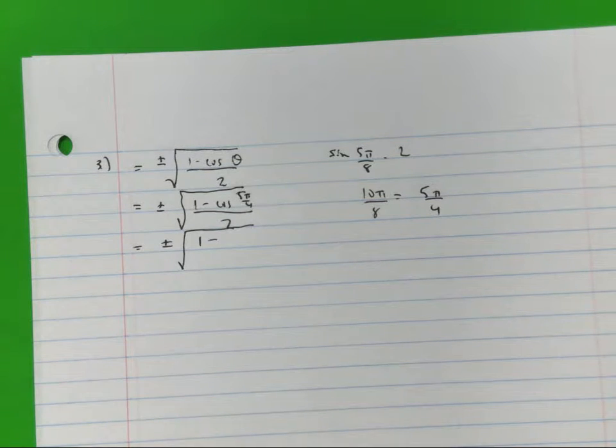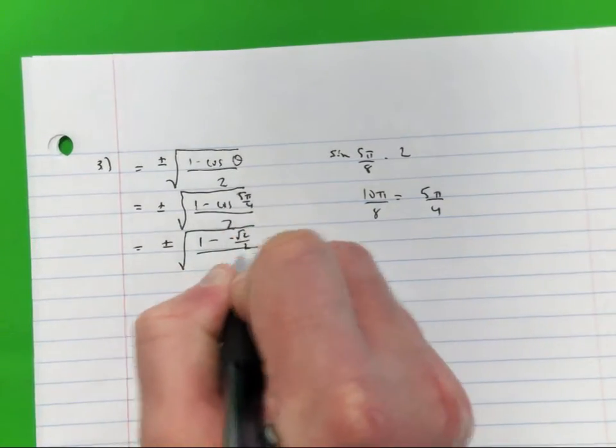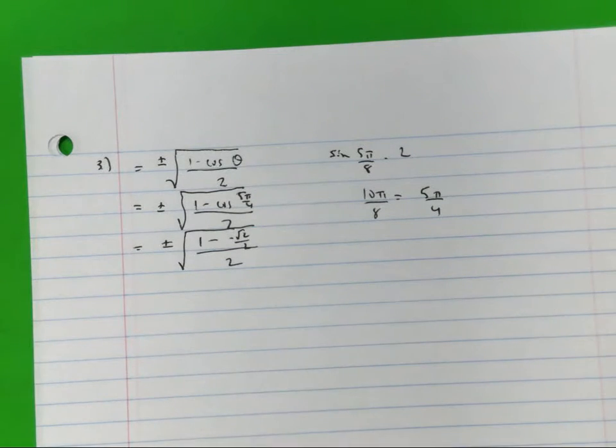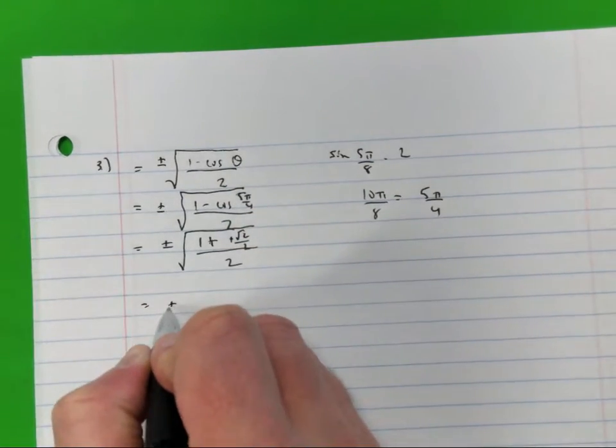5 pi over 4, that's in quad what? 3. What's your cosine of that? Negative root 2 over 2. Now, it's going to look messy. These formulas look messy, but you have to take your time. That's a double negative, so it's become a what? Positive.